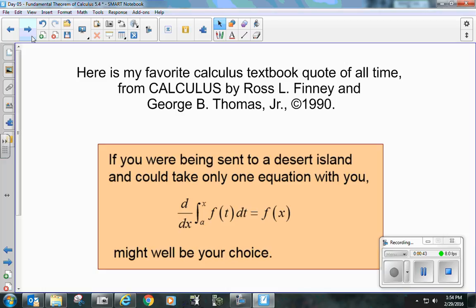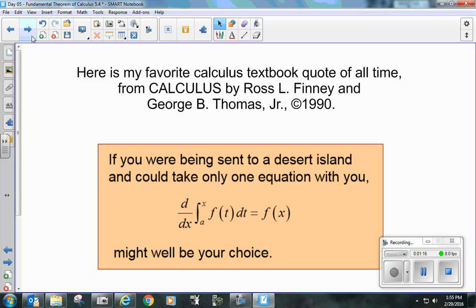Here is my favorite calculus textbook quote of all time. I didn't write that. If you were being sent to a desert island and could take only one equation with you, this might as well be your choice. This is actually so much simpler than it looks. It's crazy. You always say that. Well, because I get through it and you're like, you know what, you're right. And then you get home and you're like, I couldn't do it when you weren't there. And I'm like, that'd be crazy. It is, I know. All right?